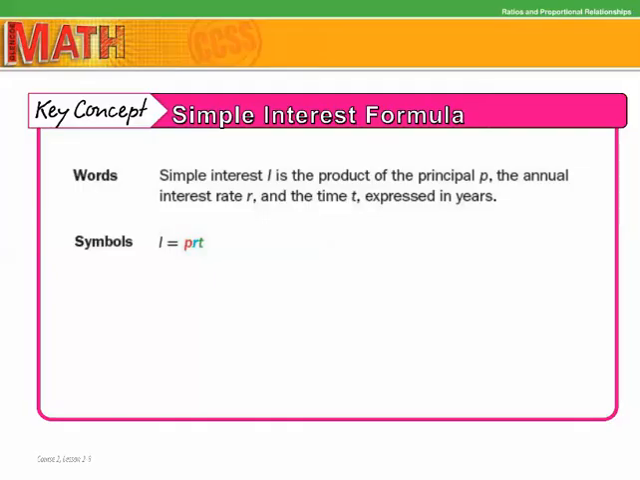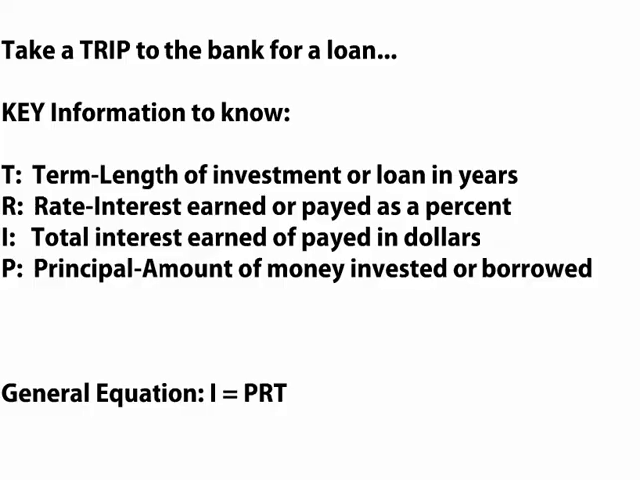Simple interest I is the product of the principal P, the annual interest rate R, and the time t expressed in years. So we have the equation I equals P times R times t. A good way to remember this is we're going to take a trip to the bank for a loan. The key information we need to know is T, which stands for term, the length of the investment or loan in years. So you're always going to have years there.